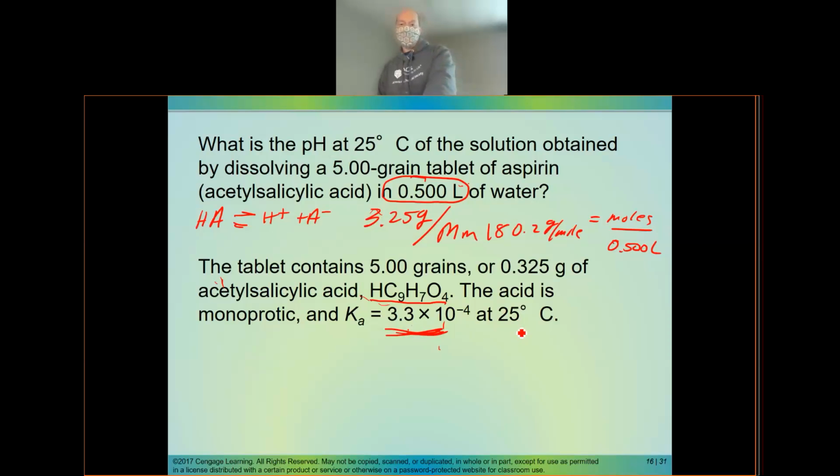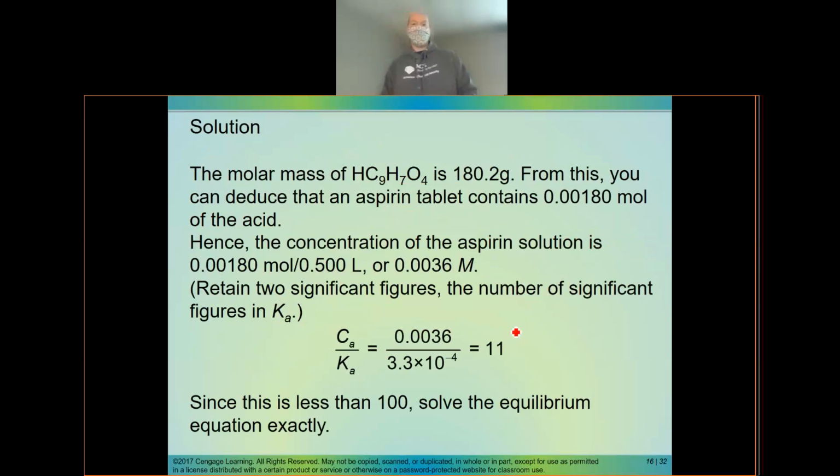So when we do our calculations, we had our molar mass of 180. Then we have our moles. When we divided that, we got 0.00180 moles. And then we divided by our 0.5 liters. So now we have our initial concentration, and the concentration is always in molarity.